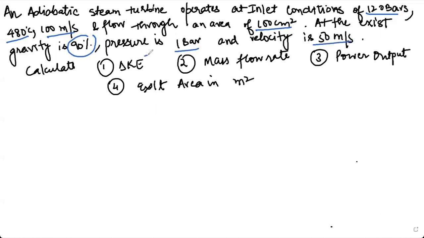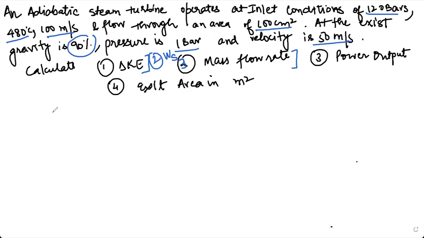We need to calculate the change in kinetic energy, the mass flow rate. Sorry, there is also, this is the third part. The second part which we need to calculate is the shaft work, then mass flow rate, then power output, and the exit area in meters square. This is a very important question and usually asked in exams.